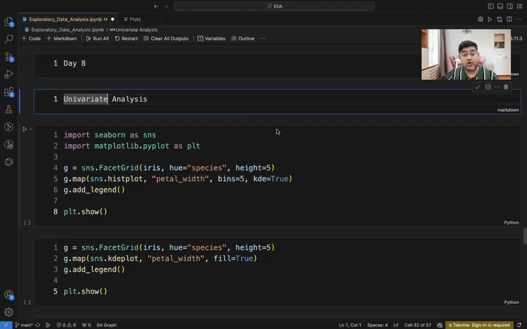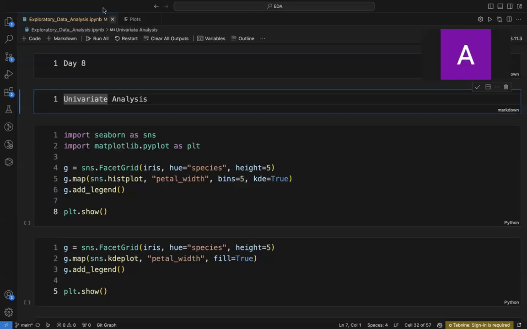Hello guys, welcome you all to the 8th session of exploratory data analysis. And today our agenda is to discuss univariate analysis. So let's start our discussion.